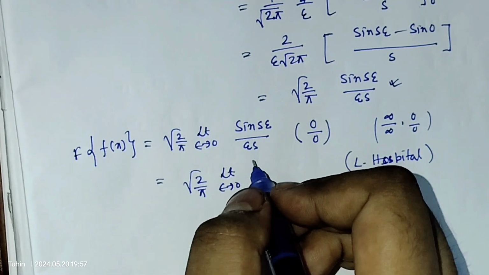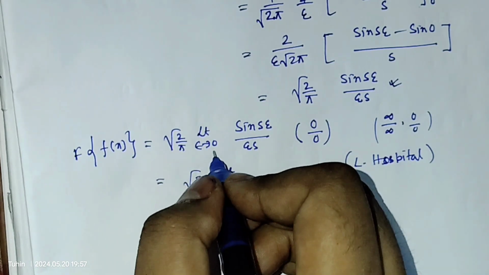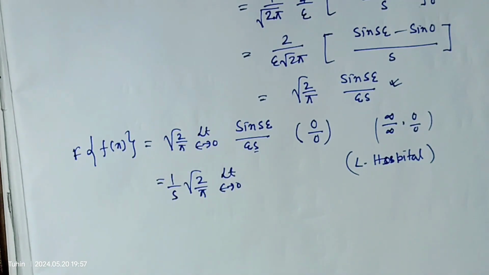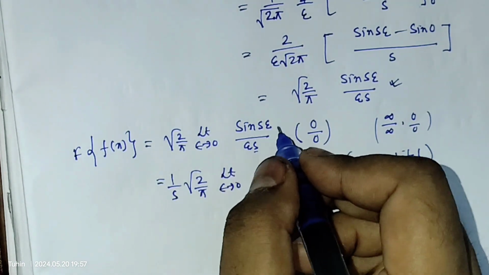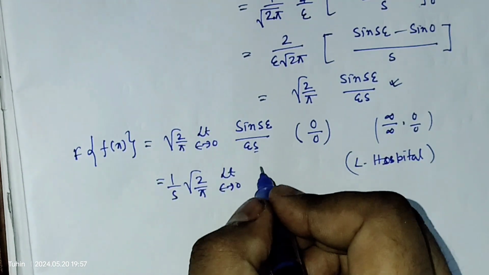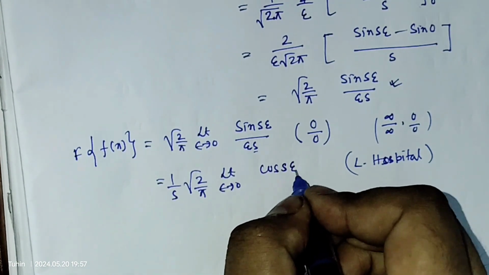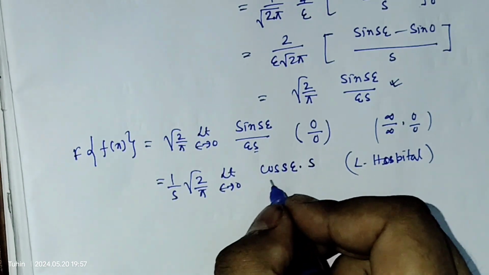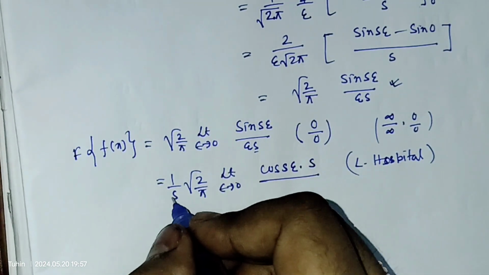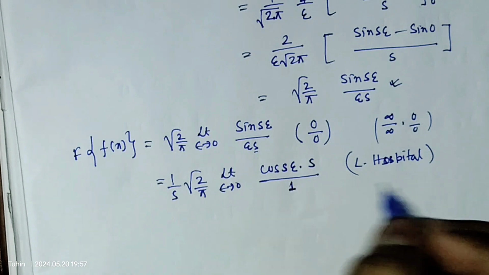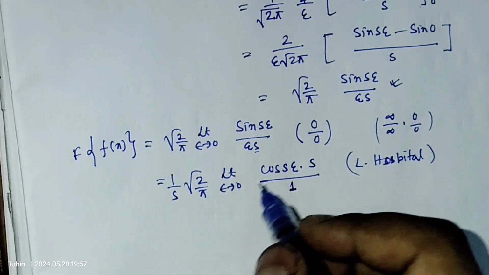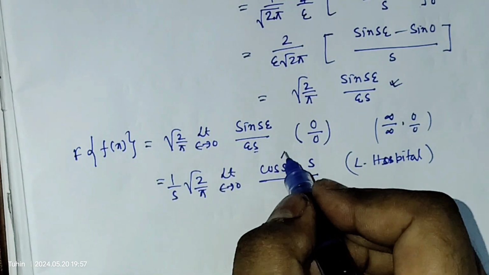So you get root 2 by pi, limit epsilon tends to 0. If you take the derivative, s is the constant term, so I am taking 1 by s on the left side, and this gives sin s epsilon. Taking the derivative, you get cos s epsilon into the constant term s, over epsilon, so this epsilon derivative is 1. Now you can easily find the limit as epsilon tends to 0.